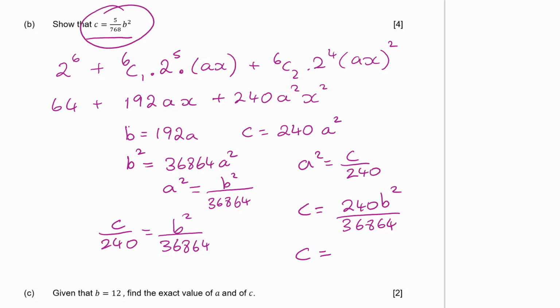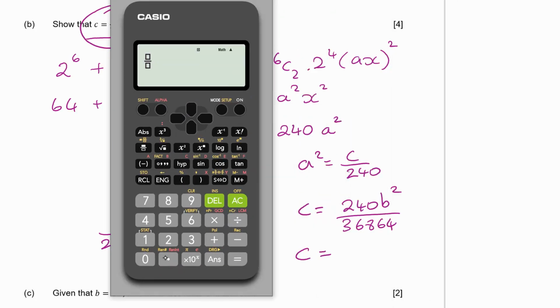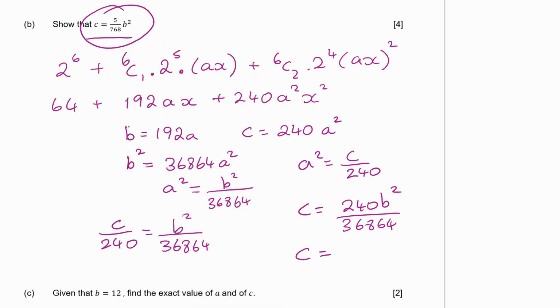So let's put it in as a fraction. We've got 240 over 36,864, which is 5 over 768. As required.